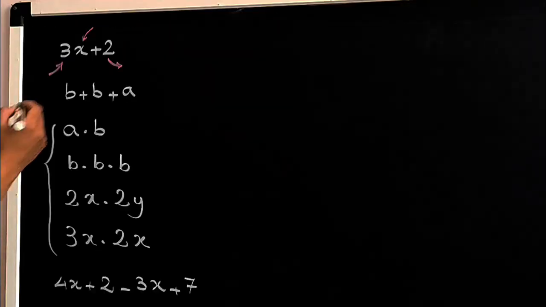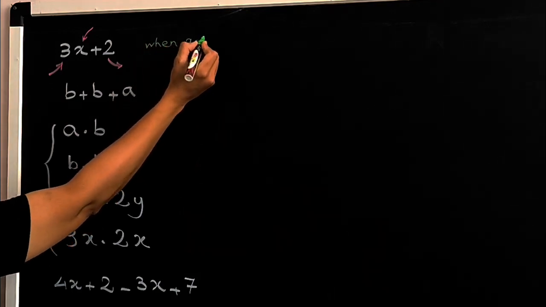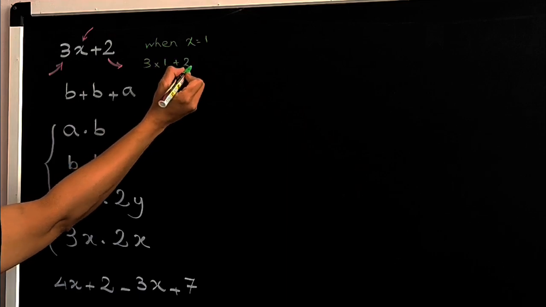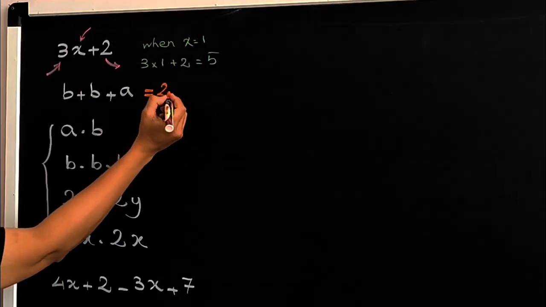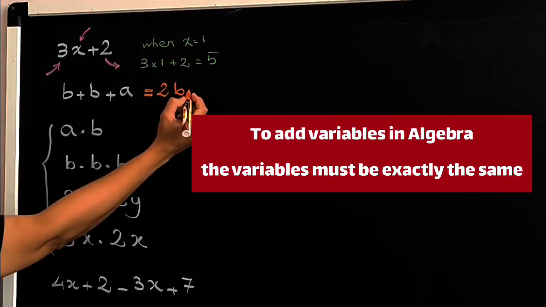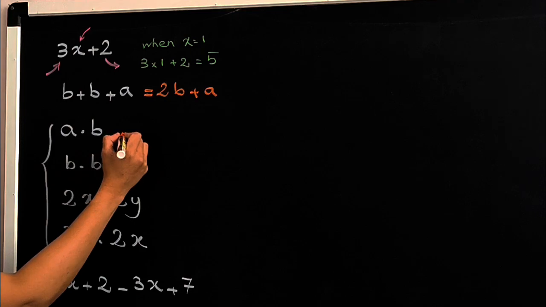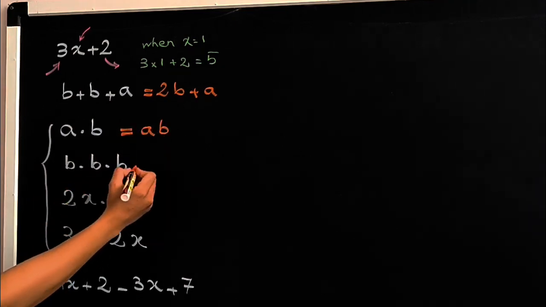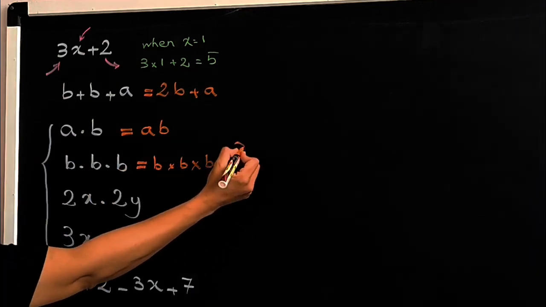Now let's look at some important rules in algebra. For example, the expression 3x plus 2. If x equals 1, then it becomes 3 times 1 plus 2, which equals 5. Or when we write b plus a, we can simplify it to 2b plus a. Multiplication works exactly the same way. a times b equals ab. b times b equals b cubed.